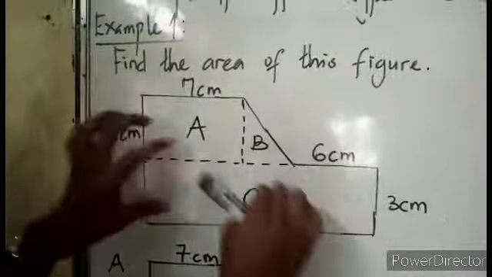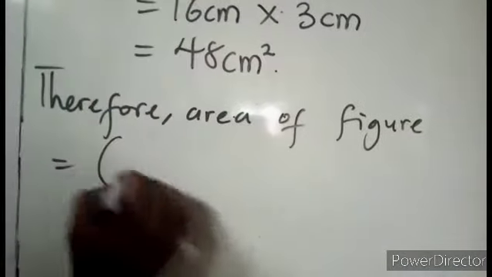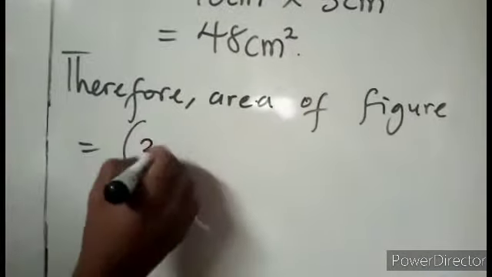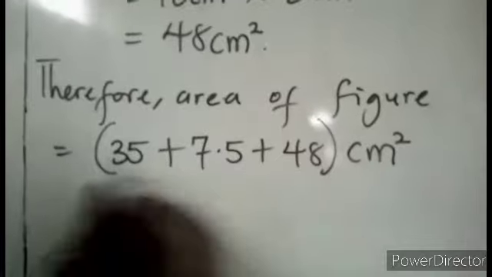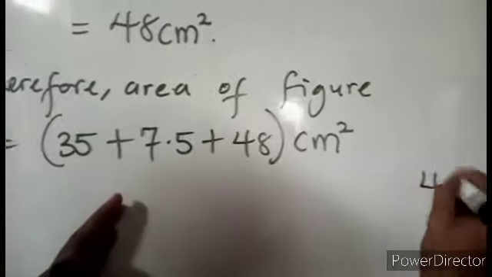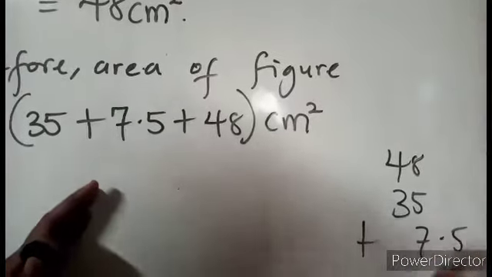So now, therefore, the total area, area of figure, that is the total figure. Area of figure equals the first answer we got, that is 35 centimeter, plus the second one, 7.5 centimeter, plus 48 centimeter, and then our square. So let's add this up. The biggest one first, plus 35, plus 7.5.